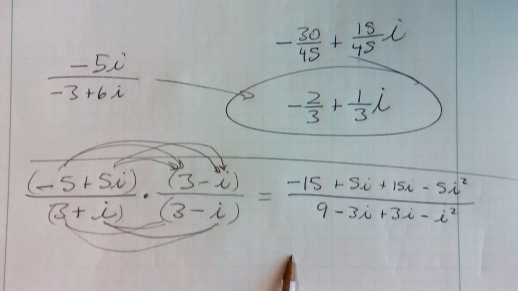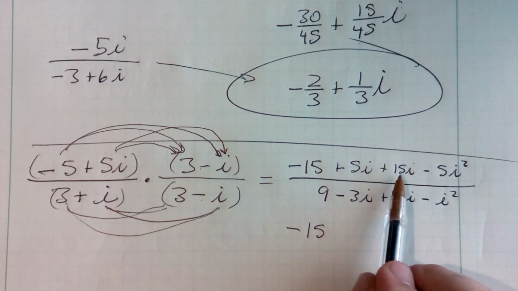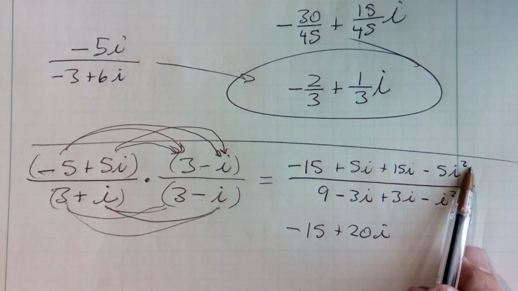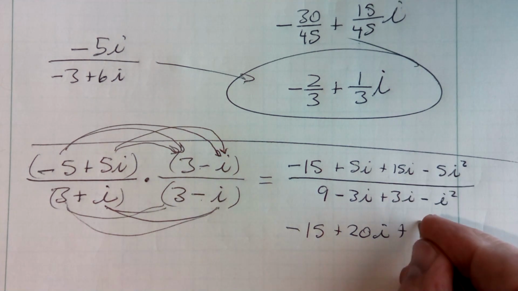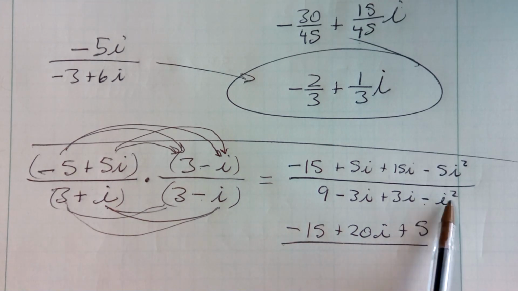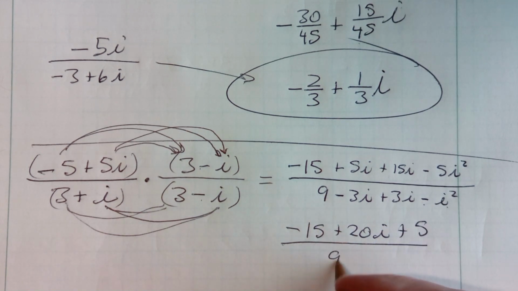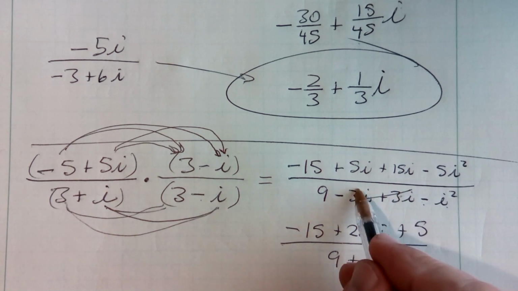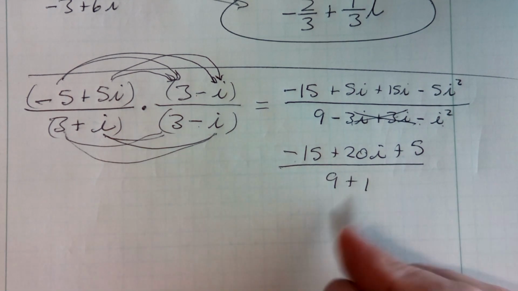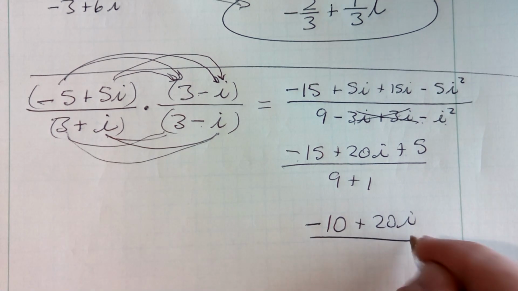But in the top, we have this minus 15. 5i plus 15i is going to be 20i. This i squared is a negative 1, which is going to change this to a plus 5, all over 9 plus 1, because the i squared is a negative 1, and when you minus a negative 1, you're adding 1, so that's going to be 9 plus 1. The two middle terms in the bottom do cancel, which is what we wanted. Negative 15 plus 5 will be negative 10 plus 20i over 9 plus 1, which is 10.